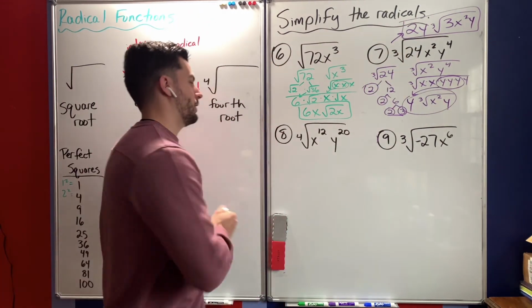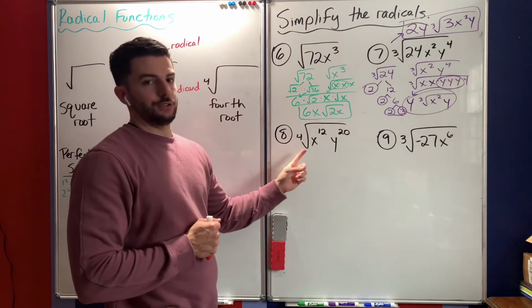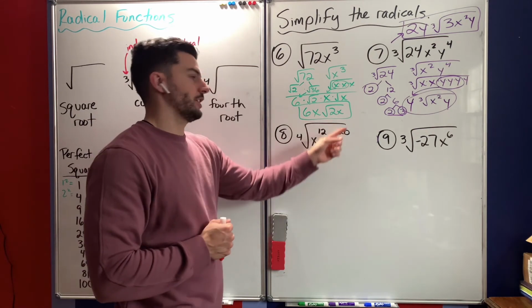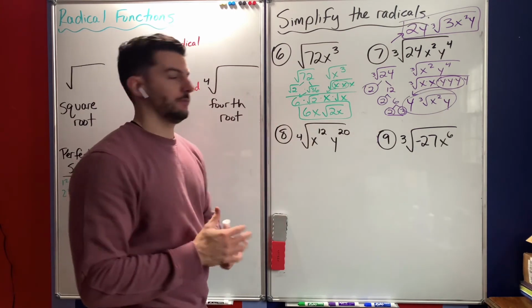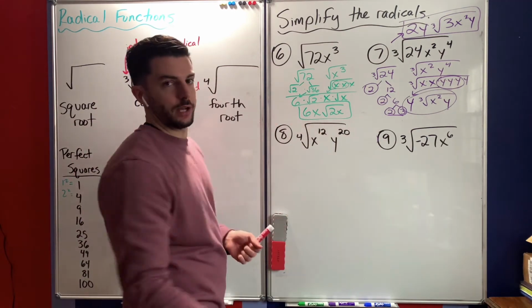All right, so now thinking about number 8, we have the fourth root of x to the 12th, y to the 20th. Now this one can be a lot, okay, you've got a ton of x's and y's in this radical.